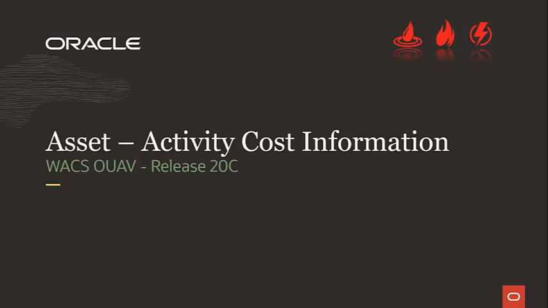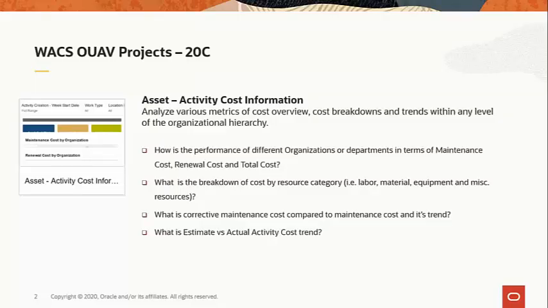Hi, in this video we are going to cover one of the changes which we have done in the release 20C on the asset activity cost information. This particular canvas and subject area is the old one, and as part of the 20C release this has been enhanced to include the estimation and the actual cost related to activities, where we can slice and dice on that.